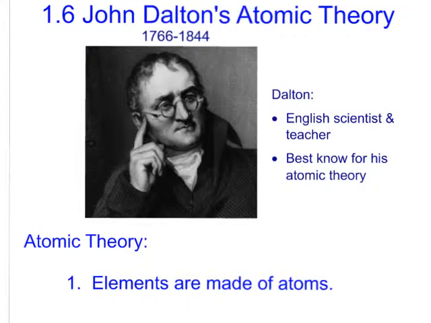There are about 5 points in Dalton's atomic theory, and this was quite a new idea back at the time when he came out with these ideas. The first idea is that elements are made out of atoms. That's the first point in his theory.